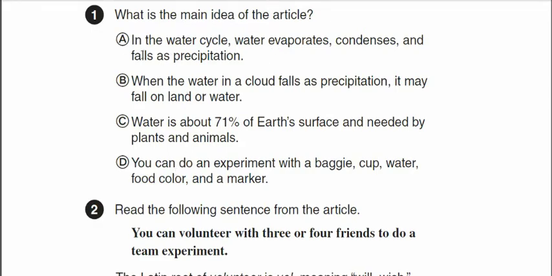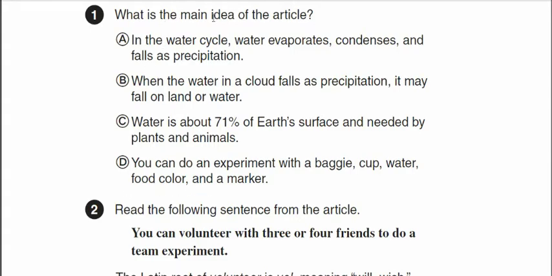The choices: A. In the water cycle, water evaporates, condenses, and falls as precipitation. B. When the water in a cloud falls as precipitation, it may fall on land or water. C. Water is about 71% of Earth's surface and needed by plants and animals. D. You can do experiment with a baggie, cup, water, food color, and a marker.